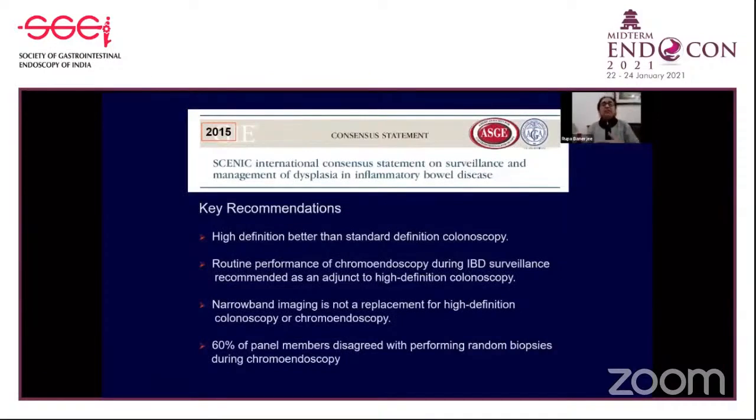Again, the recommendations: high definition is better than standard definition. Narrowband imaging is not a replacement for chromoendoscopy yet, but many Japanese studies now say that this is much easier and more applicable for our practice, where time is always a factor.